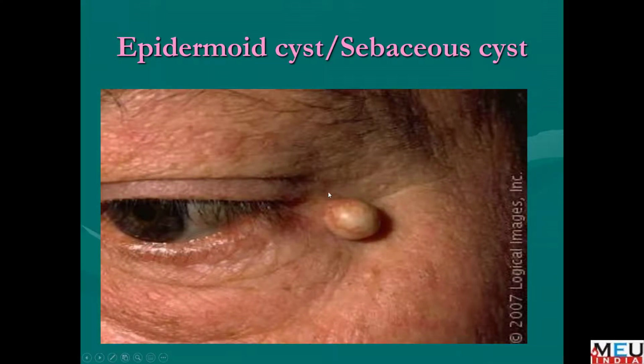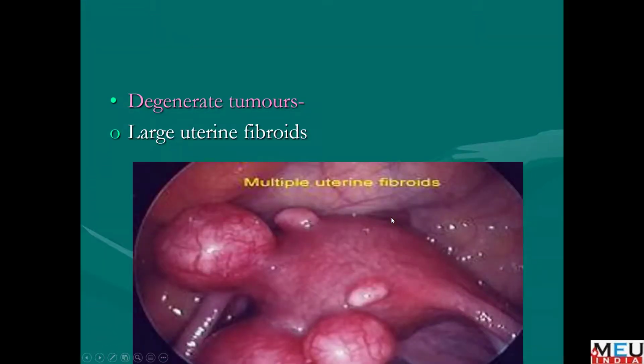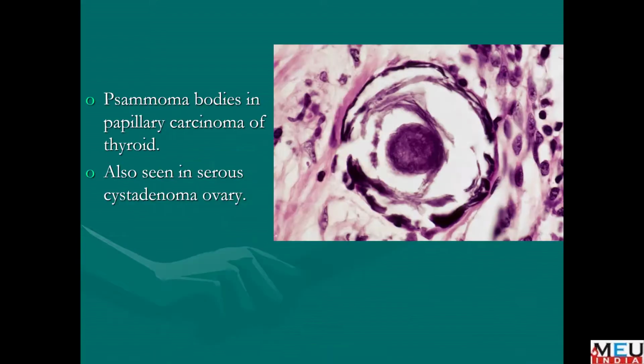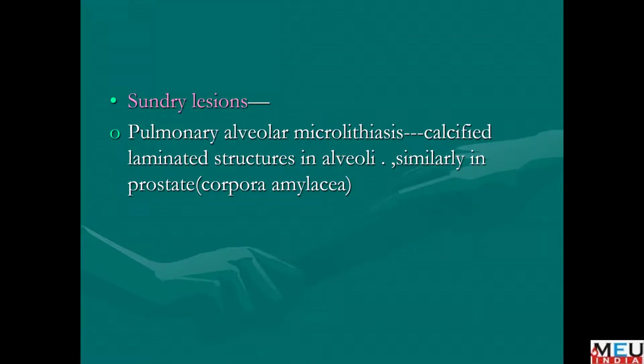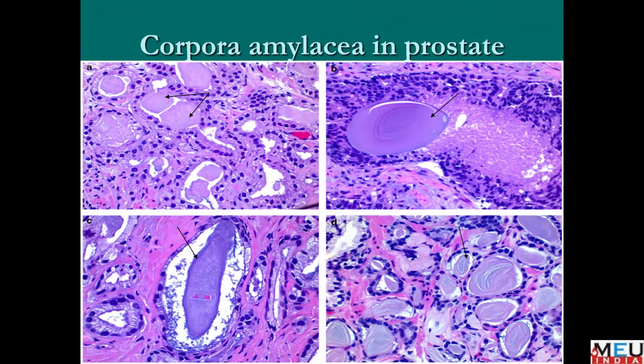See, this is the sebaceous cyst, the epidermoid cyst. Then there are the large uterine fibroids, which get calcified. The psammoma bodies can be seen in thyroid and in serous adenoma of the ovary, and in some lesions like pulmonary alveolar microlithiasis, that is, calcified laminated structures in alveoli, which can also be seen in prostate as corpora amylacea.